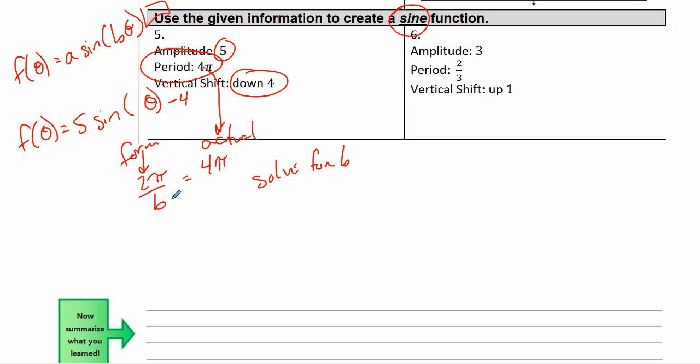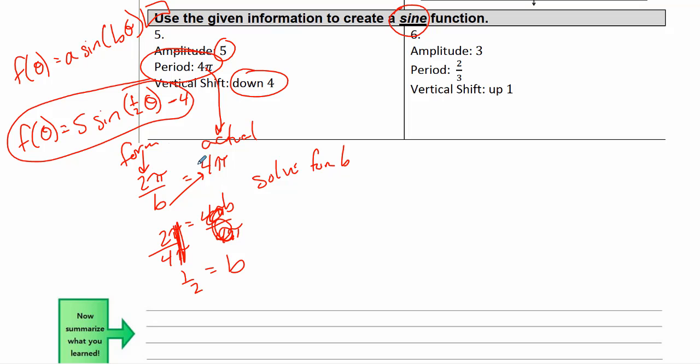Pretty simple. I'm going to multiply both sides by b, so I get 2 pi equals 4 pi b. Divide by 4 pi, and the pi's cancel. So b is equal to 1/2, and so this is going to be a half. And there is your equation right there.